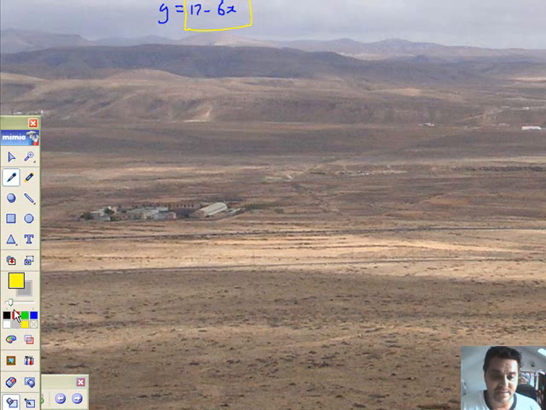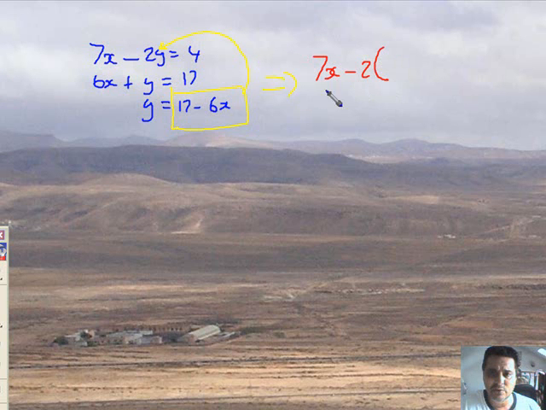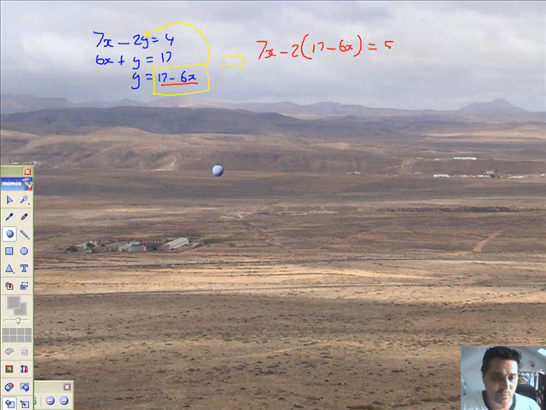I try to find the easiest route through. It helps in life. Right, let's shove it in the top. So I've got 7x minus 2 lots of whatever y is, which is that little blob there: 17 minus 6x, and that should all come to 4. So it should come to 4, and so therefore I write down 4.